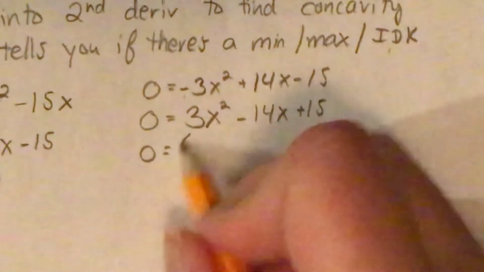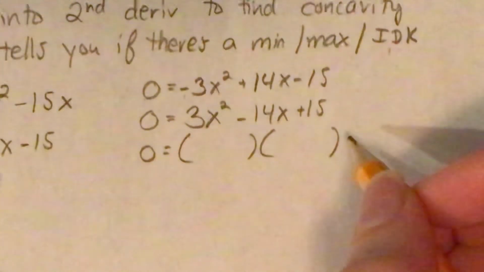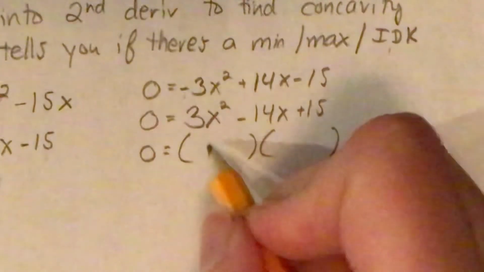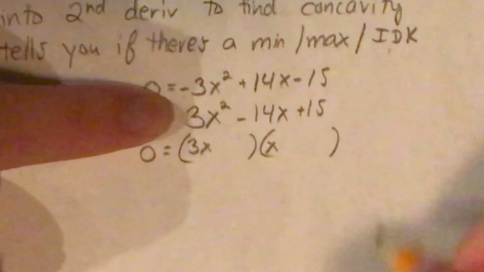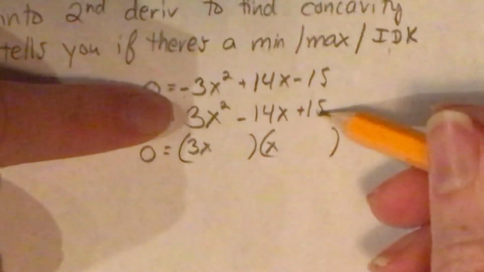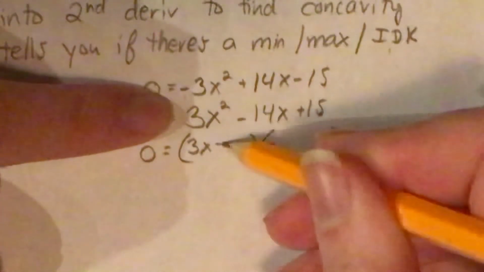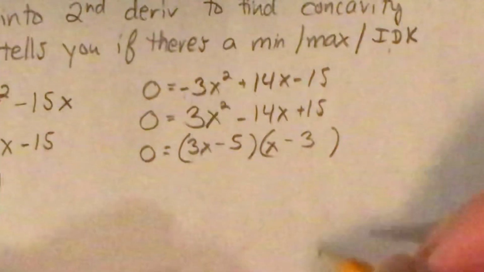And then let's factor. You can use the AC method. You can use box method factoring. You've got lots of choices. The fact that 3 is prime means that this is 3x and this is x. 15 is either 1 and 15 or 3 and 5. They're both negative. So if this is a 3 and this is a 5, I think that works.